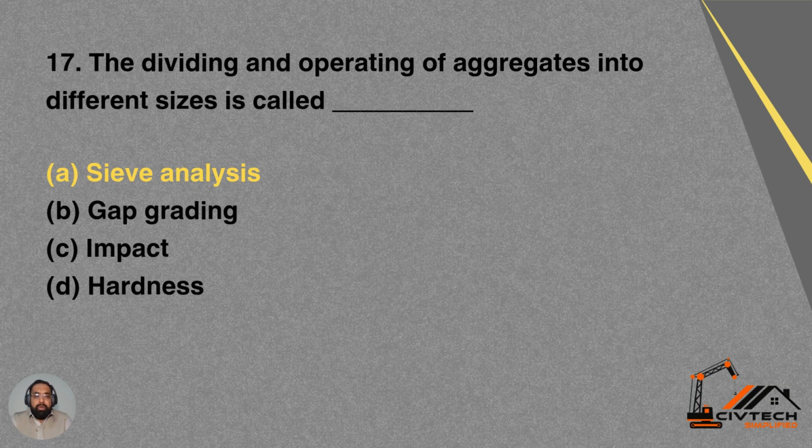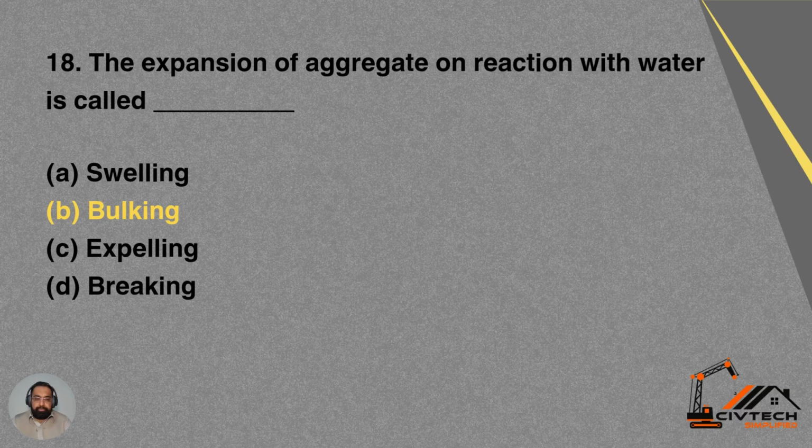The dividing and separating of aggregates into different sizes is called: option A, sieve analysis; option B, gap grading; option C, impact; option D, hardness. So sieve analysis is the correct answer. The dividing and separating of aggregate into different sizes is called sieve analysis.